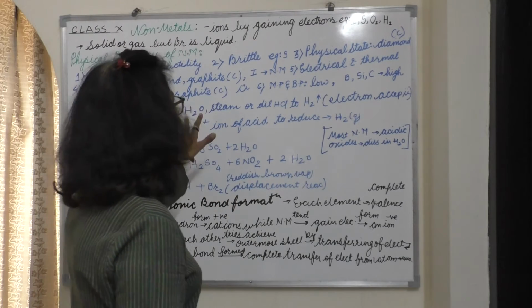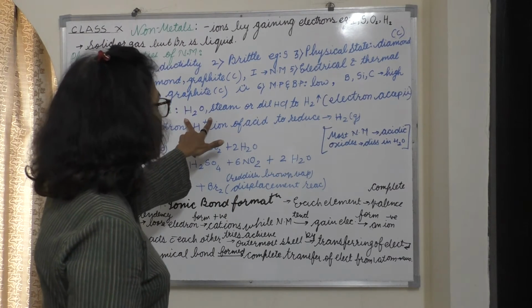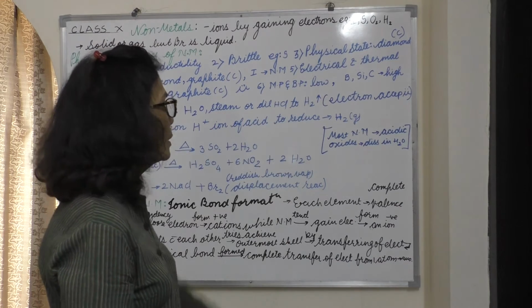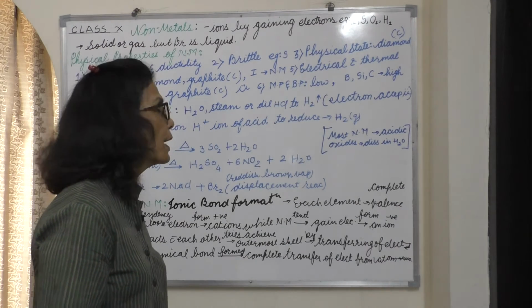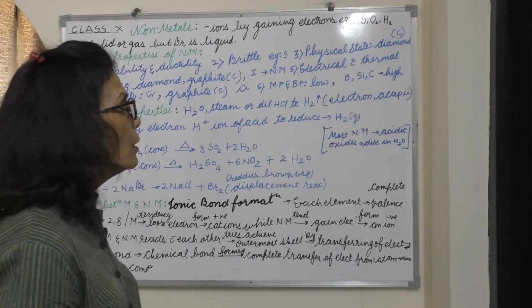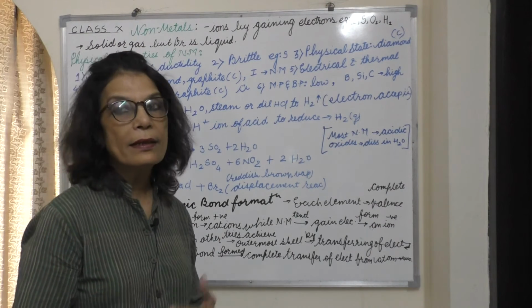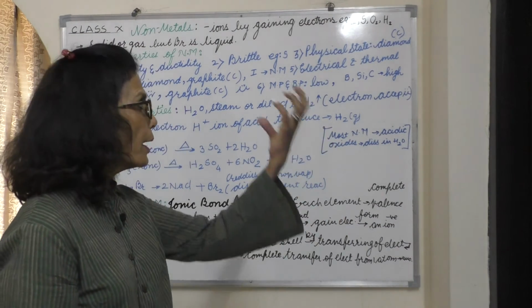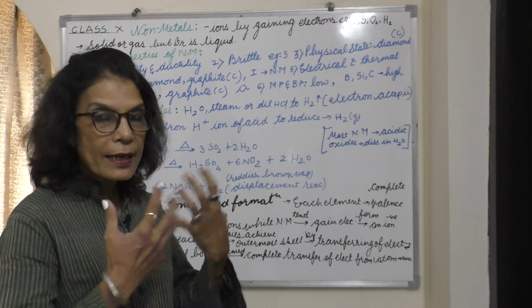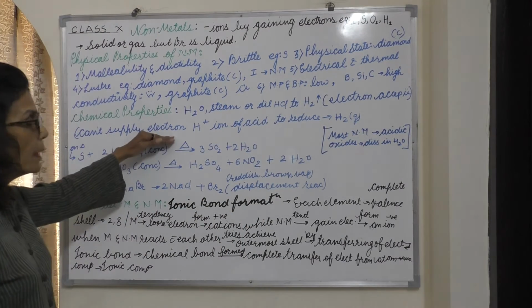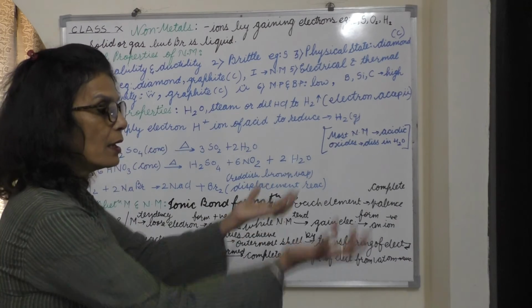It means non-metals do not react with water, steam or dilute hydrochloric acid to evolve hydrogen gas. Why? The reason is that they are electron acceptors. They accept electrons. Because of that reason they can't supply electrons, they receive.